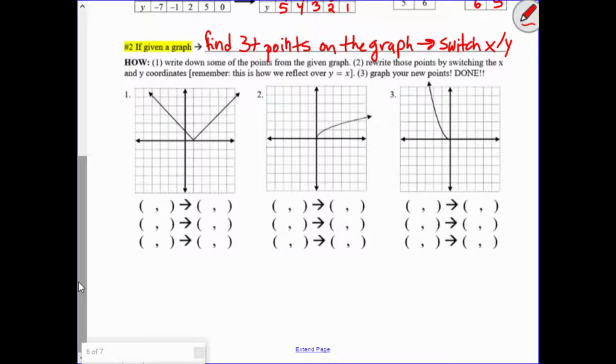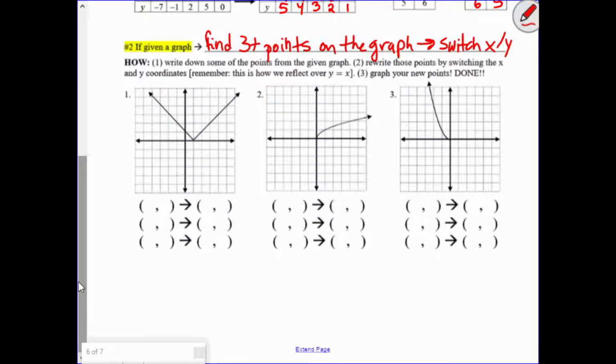So you're going to take the graph, and I have it in a little bit more detail here. Write down some of the points from your graph. You want at least 3. You're going to rewrite the points using the inverse process of switching x and y, and then re-graph those points. So that's how you would graph an inverse. If somebody asks you to graph an inverse, you have to find the points first and then stick them on the coordinate plane with the original picture.